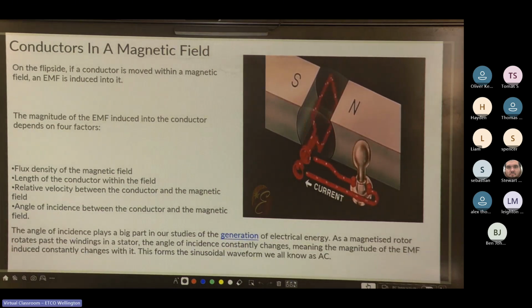Cool. So the angle of incidence plays a big part in our studies of the generation of electrical energy. As a magnetized rotor rotates past the windings in a stator, the angle of incidence constantly changes, meaning the magnitude of the EMF induced constantly changes with it. This forms the sinusoidal waveform we all know as AC, the AC sine wave.